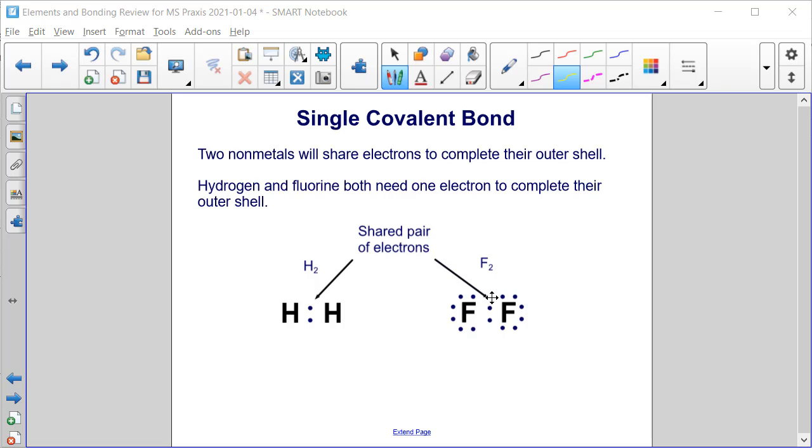Fluorine, F2, there are two fluorine atoms. Each fluorine has 7 valence electrons. So 2, 4, 6, then this 1, 7 belongs to the fluorine on the left, and then 2, 4, 6, and this one on the top here, this 7 belongs to the fluorine on the right. But when they share those, right here we get this shared pair of electrons, forming a covalent bond, so that both fluorine atoms now have a complete outer shell.